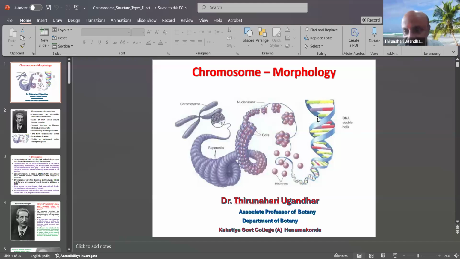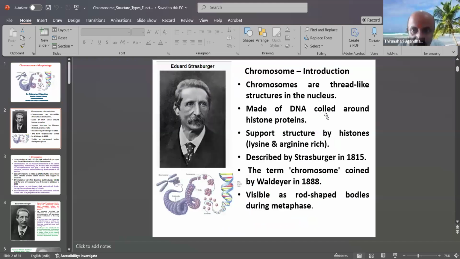The DNA is the important genetic material for living organisms. Any living thing responds through the genetic part, which is DNA and protein. Both are important. The DNA, protein, and RNA are also important particles for the formation of life. So what is a chromosome?